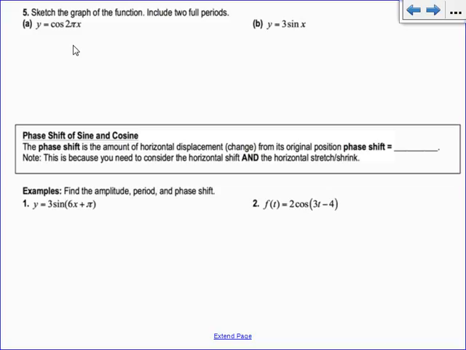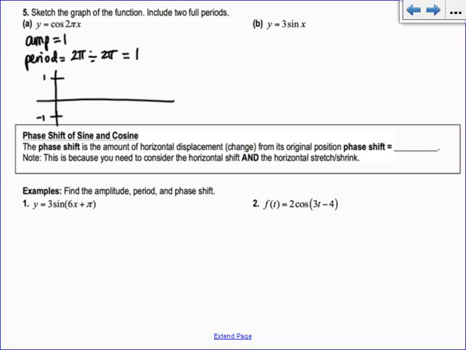All right, sketch the graph of the function, include 2 full periods. All right, so I have cosine of 2 pi x. It's another one that has pi in it. So the period is just going to be something without pi. It's going to be a number. So the amplitude for this one is easy. It's just 1. The period is 2 pi divided by 2 pi. So it's 1. So when I draw it out, I go up to 1 and down to a -1. And I just want to complete one full period by the time I get to 1.